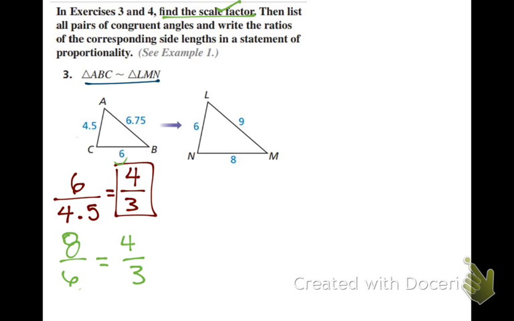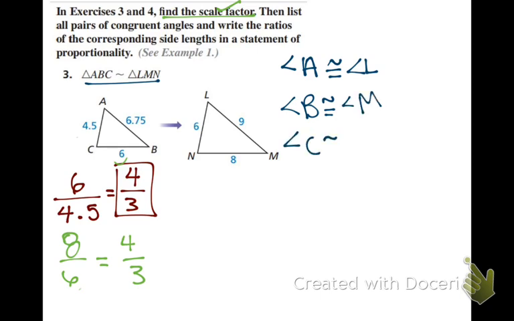Similarity statement. So, starting with angle A. What is angle A congruent with? Angle L. Angle B is congruent with angle M. Angle C is congruent with angle N.